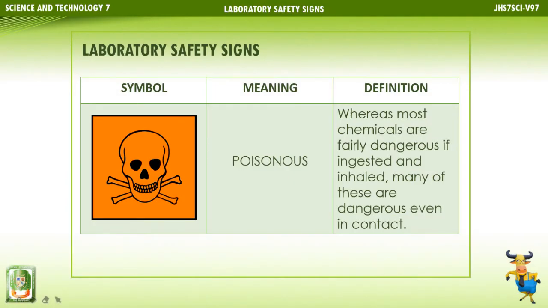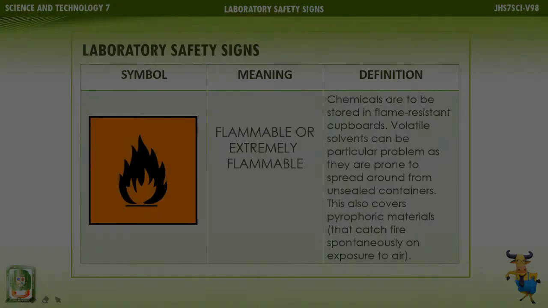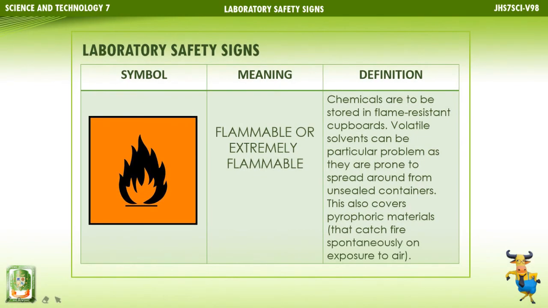The skull and crossbones symbol, consisting of a human skull and two bones crossed together behind the skull, means the product is poisonous. Whereas most chemicals are fairly dangerous if ingested and inhaled, many of these are dangerous even in contact. The flame symbol means that a substance is flammable or extremely flammable.